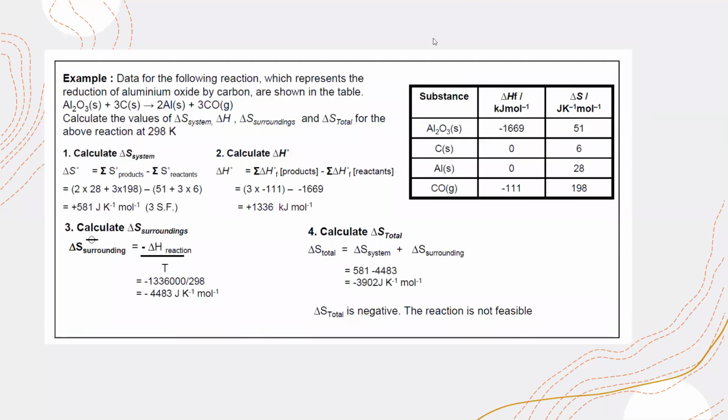Now, this is an example in which you have to calculate the total entropy. This is an example for the following reaction, which represents the reduction of aluminum oxide by carbon. According to qualitative analysis, you have solid, solid, solid and gas. According to the number of particles, there are 4 particles on the reactant side and 5 particles in the product, and the reactants are solids, but one of the products is a gas. The product involves a solid and a gas. So according to qualitative analysis, the entropy of the system should be positive.